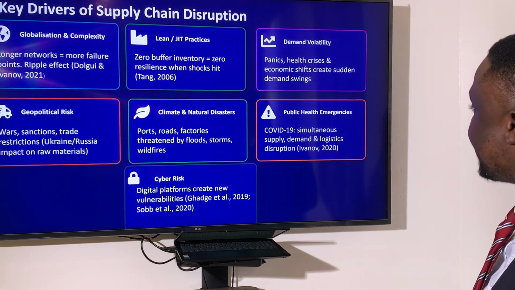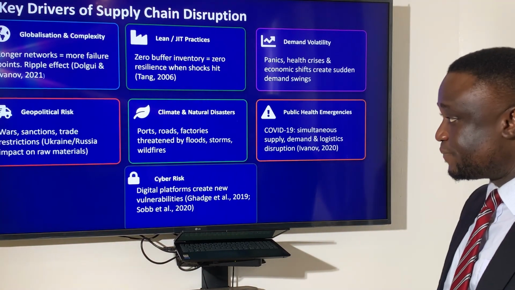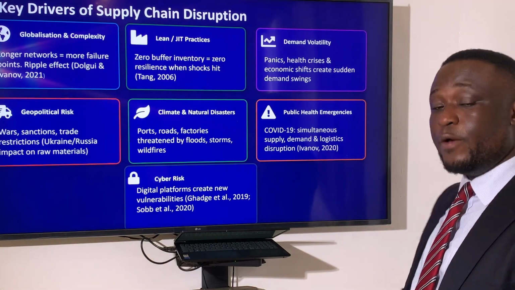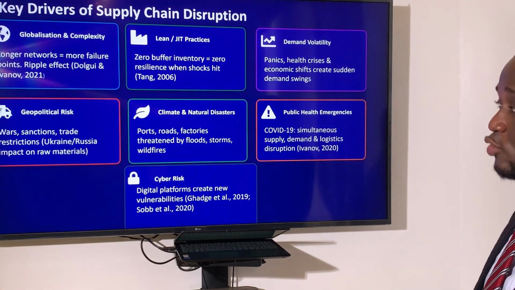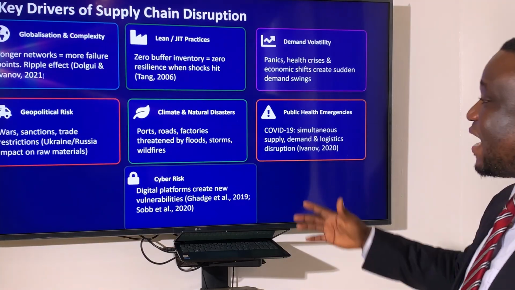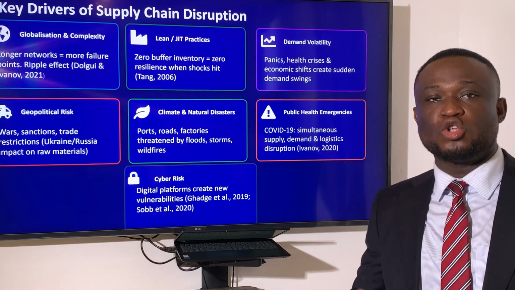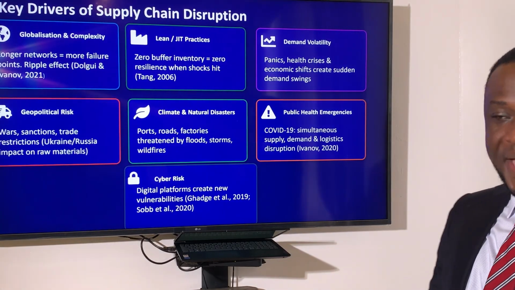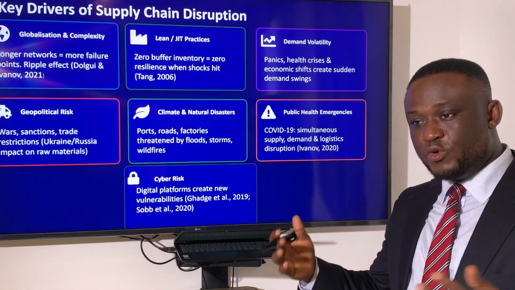Okay, again, public health and emergencies. Like I said, the COVID-19 issues, where the whole world was shut down, right? We all went on lockdown. And when such things happen, we have no option than to halt our supply chain. And then cyber risk, as I said in my presentation, we need not always rely on lean systems. We have to build more resilient ways to make our supply chain more flexible and respond to issues.